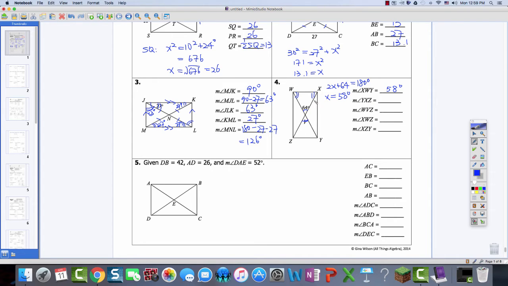YXZ, so it's this one here. That would be simply 90 degrees of WXY minus this 58 degrees that we just found. It should give us 32 degrees.